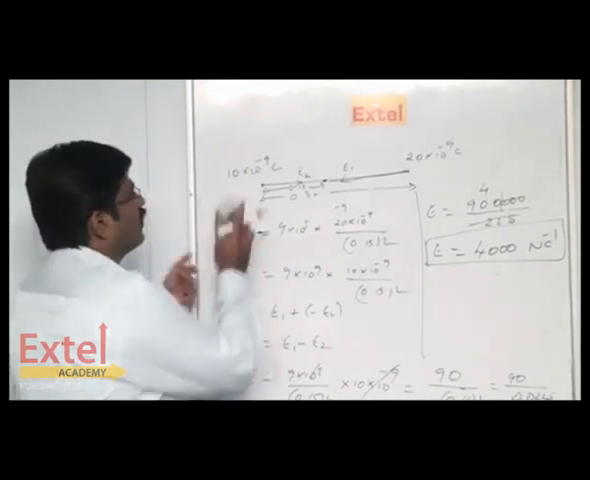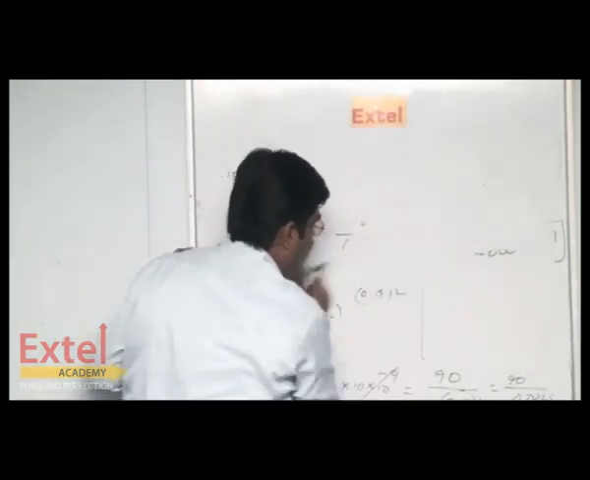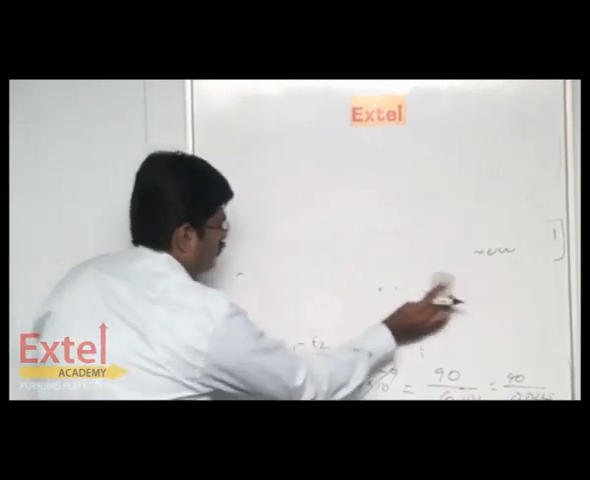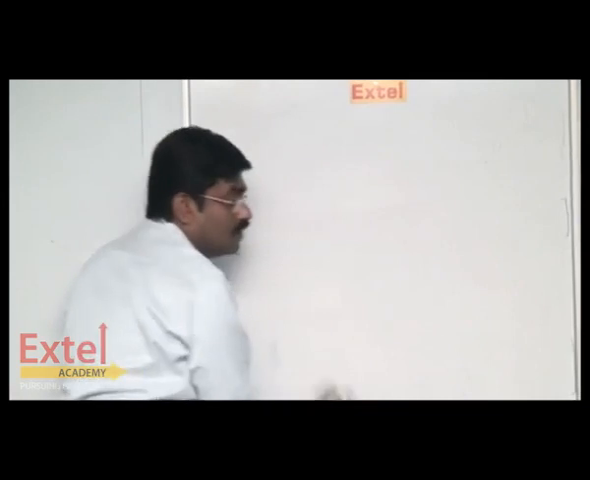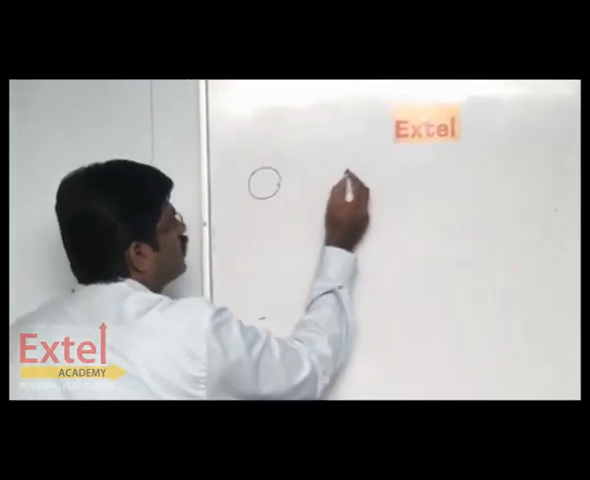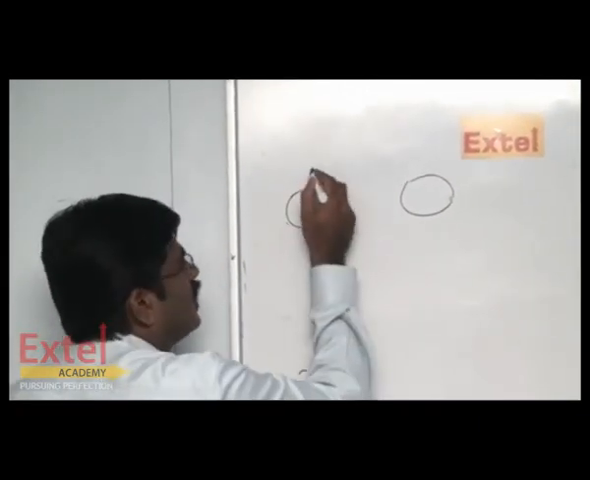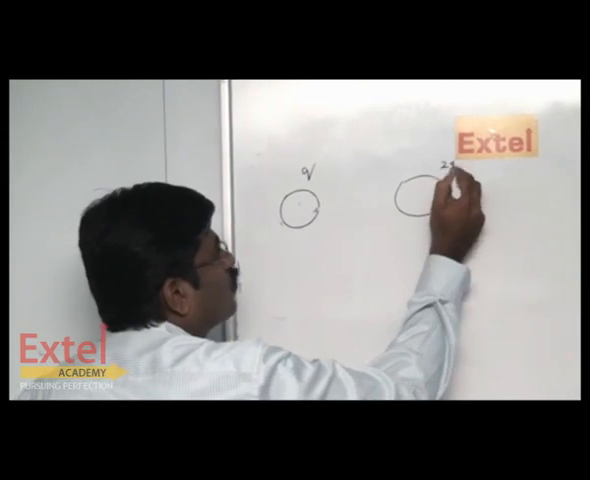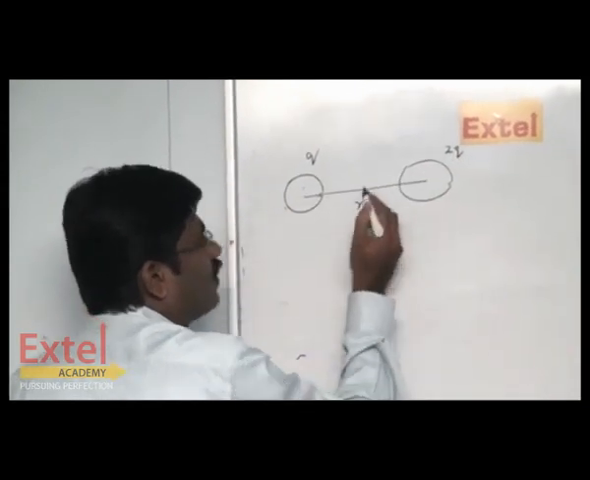So I draw the diagram for this particular problem. If you draw the diagram and then try to solve it, you can easily understand. So consider here two spheres. The charge of one sphere is Q, another charge is 2Q, and the distance between them is R.